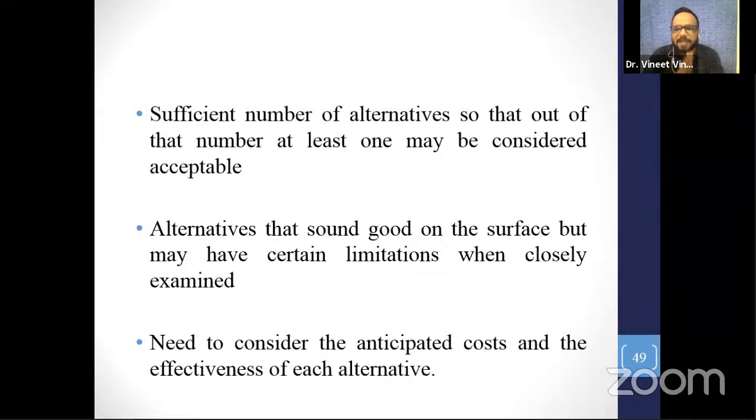You have to identify these alternate strategies at the very beginning, and alternatives that sound good on the surface might have limitations. Initially you will feel this strategy is the best one, but when you go to the ground, to the actual practical scenario, you will find a lot of limitations and constraints there. So you need to consider the anticipated cost and effectiveness of each alternative again. You have to look at various strategies, and how much each strategy is going to cost you, and how much resource is required for the particular strategy you are planning. So that is called identifying alternate strategies.